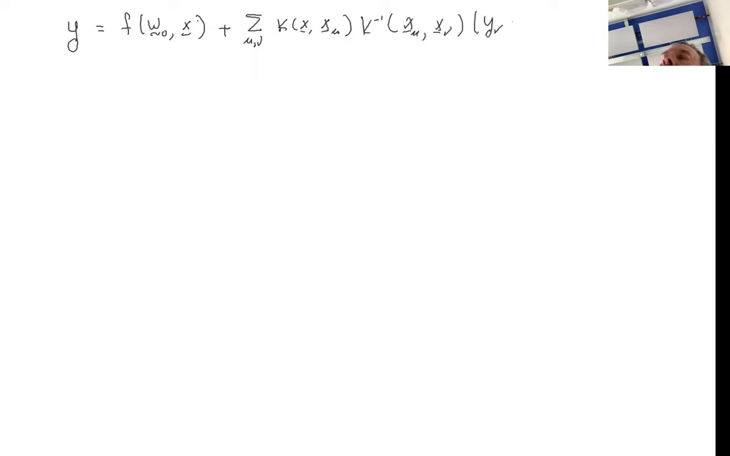Okay, so I want to be totally clear on the implications of this. Remember we have y after fitting equals f of w0 comma x, I'm going to write it like this, minus the sum on mu of k of x comma x mu, k inverse of x mu comma x nu, times y nu minus f of w naught x nu.